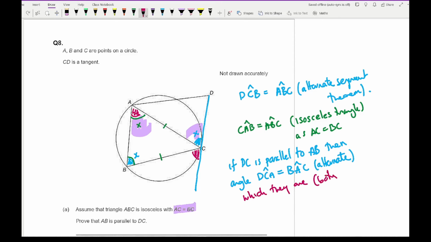Just write both x, and therefore AB is parallel to DC.